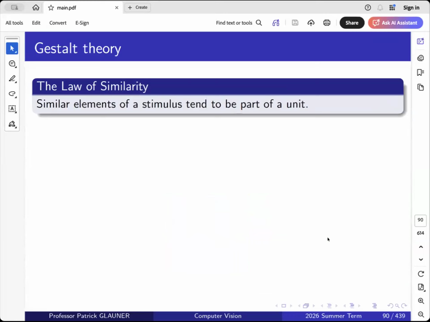And then there's another Gestalt theory law. It's called the law of similarity. So what does this mean? It says that similar elements of a stimulus tend to be part of a unit.